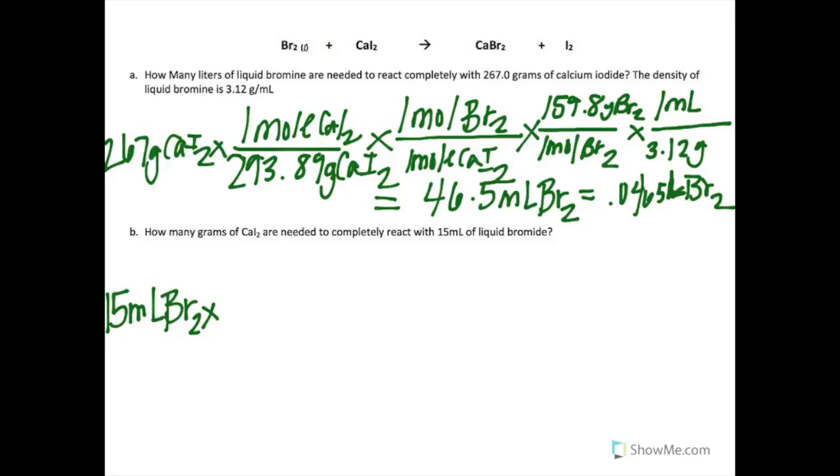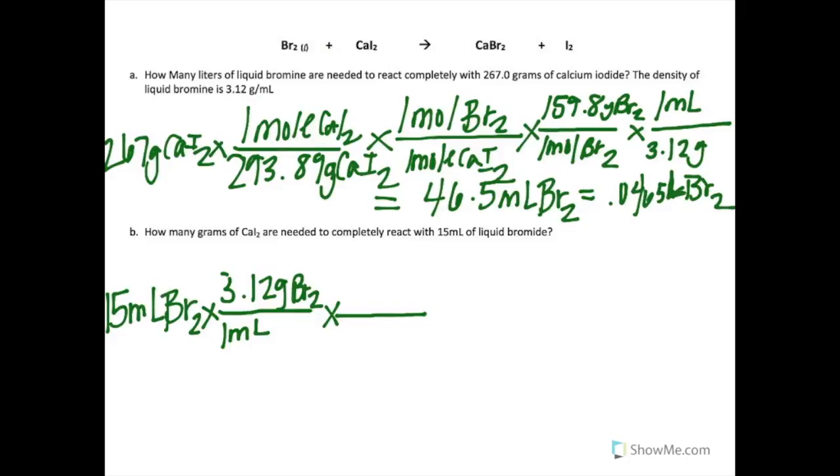So now we're going to use the density in the very beginning instead of at the end. So remember, what you want is on top and what you have is on the bottom. Currently we have milliliters. So the density of liquid bromine is 3.12 grams per milliliter. So 1 milliliter on the bottom, 3.12 grams on top. Next, we have our grams already. So we're going to convert our grams of bromine to moles of bromine.